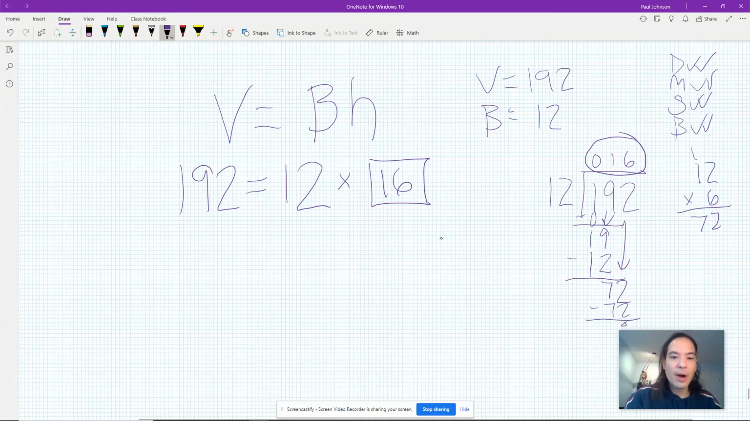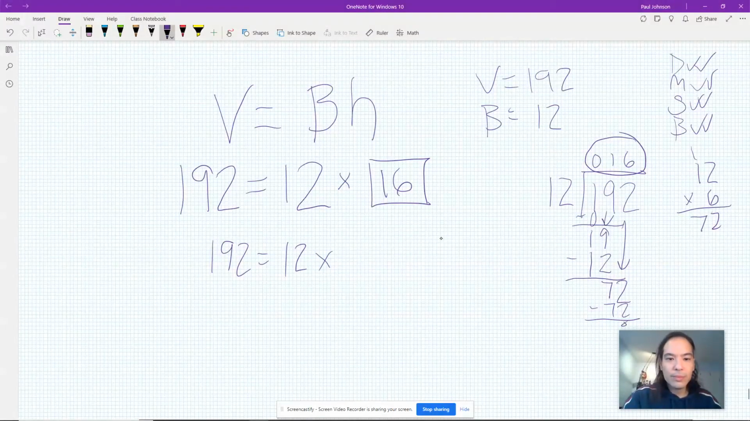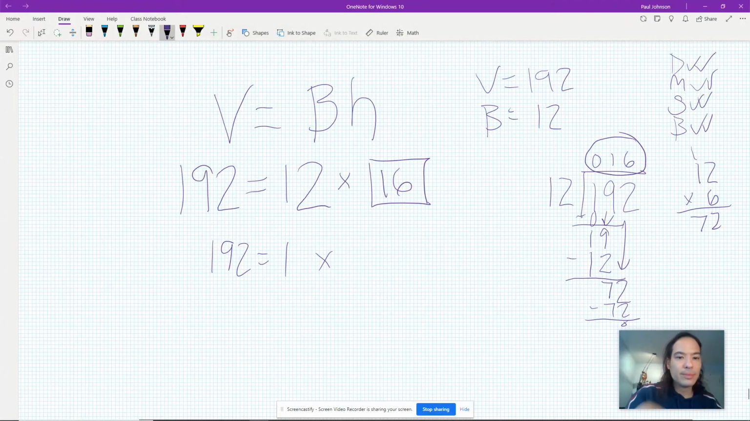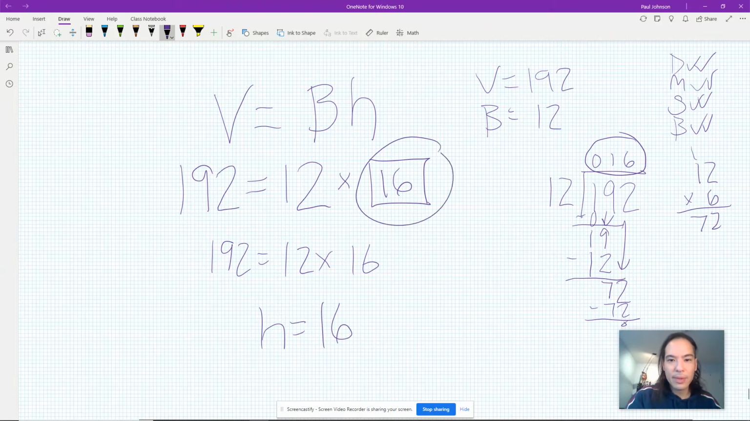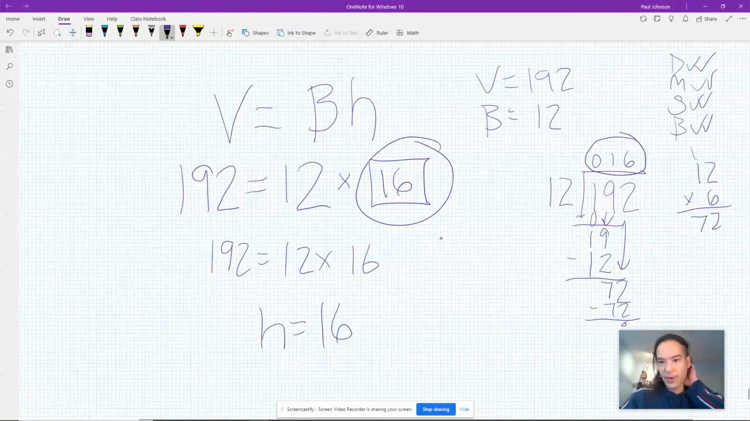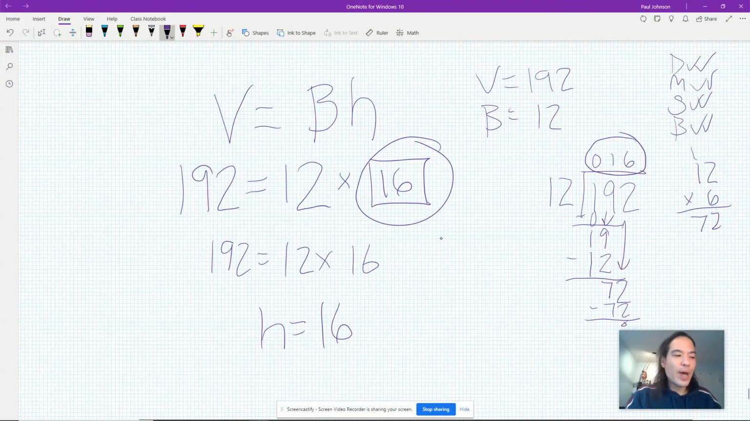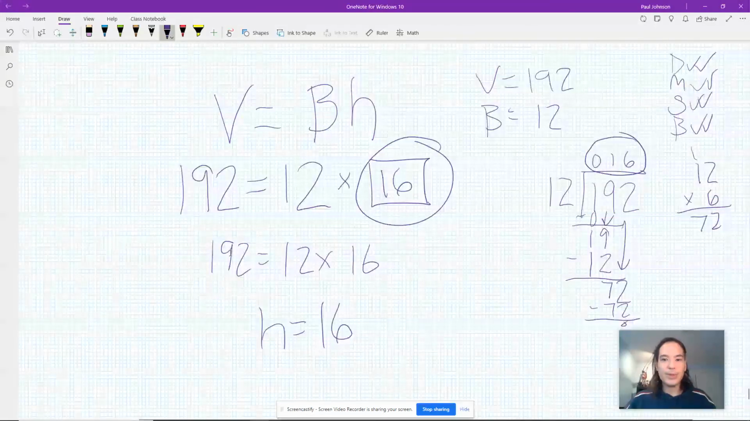So our height equals 16. 12 times 16. So h is equal to 16 because we figured out that if you had one layer of 12, if you stacked it 16 layers, you'd have a volume of 192 cubic units.